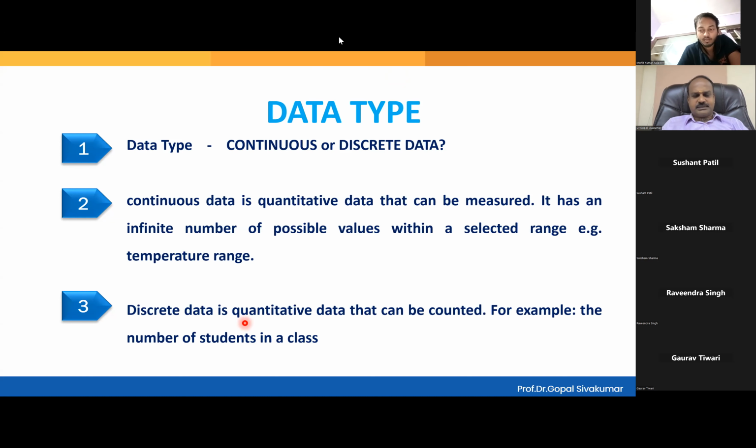How many customer complaints? That's discrete data. How many items rejected? That's discrete data. How many times a transaction failed? That's discrete data. So you should know what kind of data you are dealing with. This will be helpful later during analysis.